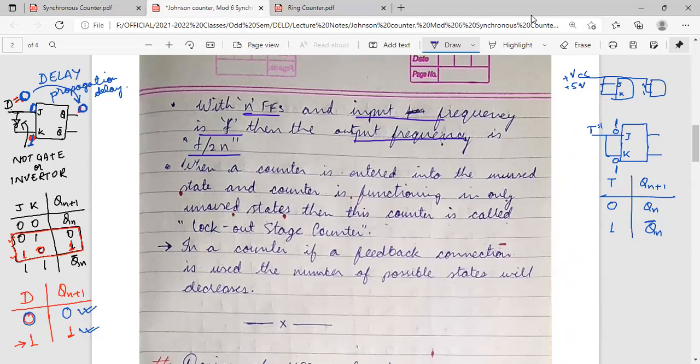ओके, सो ये सारे जो क्वेश्चंस हैं ये इनका इस्तेमाल आपको जो कॉम्पिटिटिव लेवल पे जो क्वेश्चंस आते हैं उनको सॉल्व करने में इसकी मदद मिलेगी। ओके, सो when a counter enters into an unused state, the counter is functioning in only unused states, then this counter is known as lockout stage counter. In a counter, if a feedback connection is used, the number of possible states will decrease. Okay, so let us see.